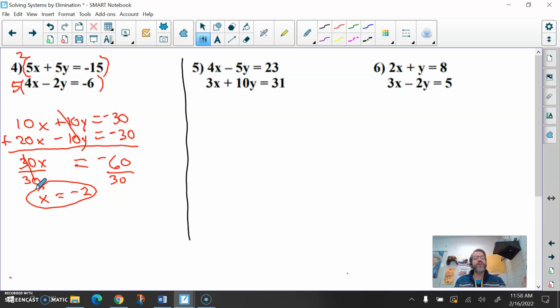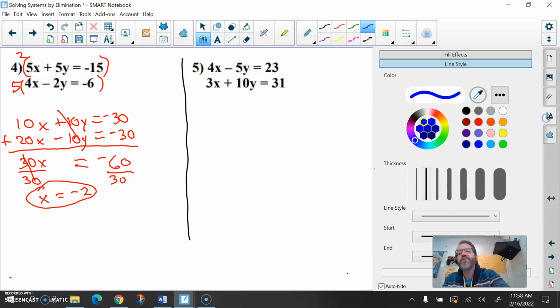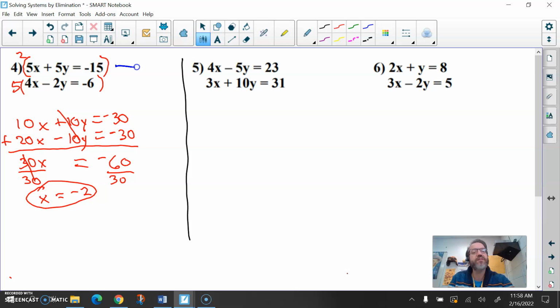So now what I need to do is substitute negative 2 in place of the x into one of these original equations. And I'm going to use the top equation, and I'm using it for a reason. I'm using the top equation because it has a plus 5y here. See the minus in the second equation, the minus 2y? That's going to cause you some issues with your signs. It's going to make it much more challenging. So I think using the top equation here is going to be quite a bit easier to find our y value.